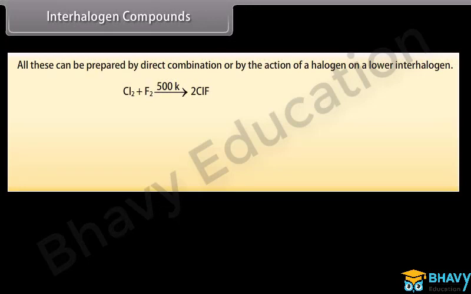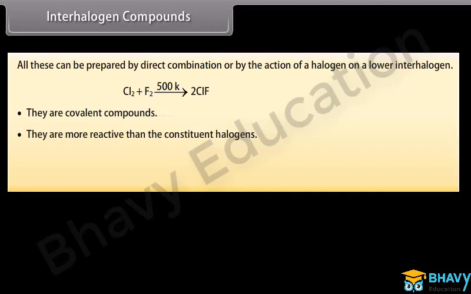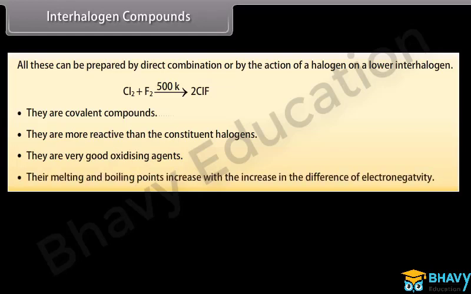All these can be prepared by direct combination or by the action of a halogen on a lower inter-halogen. They are covalent compounds. They are more reactive than the constituent halogens. They are very good oxidizing agents. Their melting and boiling points increase with the increase in the difference of electronegativity.